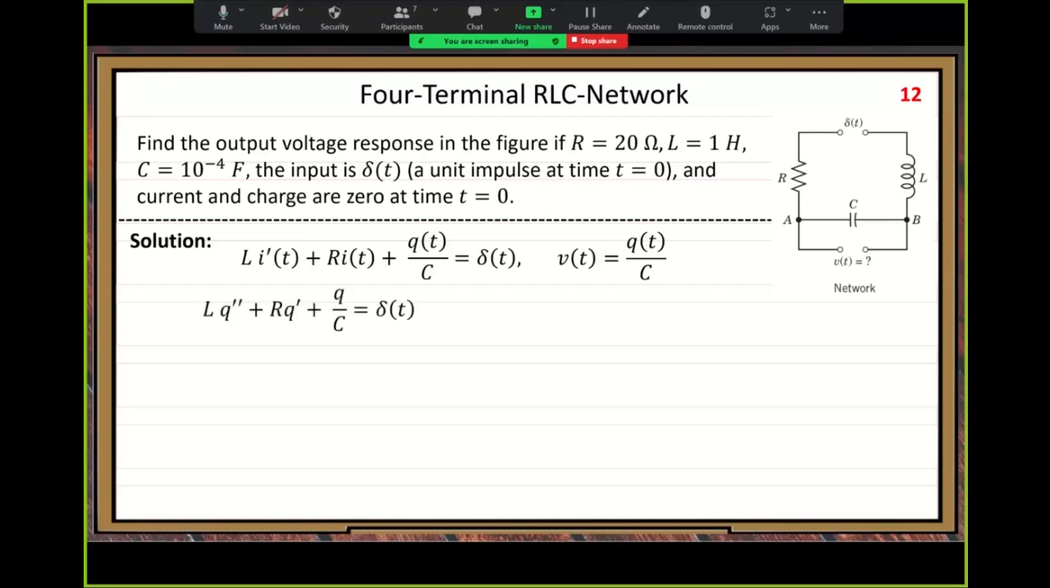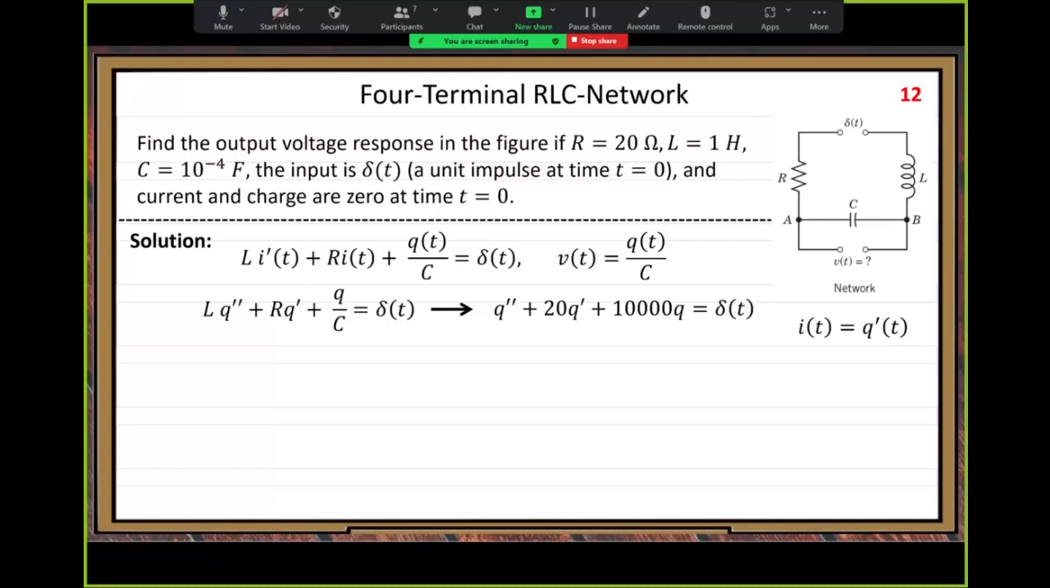All right, so let's solve for the Q function from the first equation, because our target is the Q function. Our target is not I. Usually, most of the time, our target is the little I function, so we take the derivative of both sides. But here our target is the Q function, so we don't take the derivative. Here we treat little I as the derivative of the Q function, and I prime is Q double prime. So we get an equation for the unknown Q function. Plugging in the given data, we have this equation.